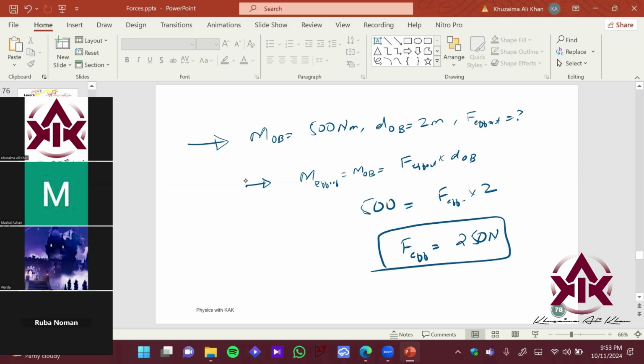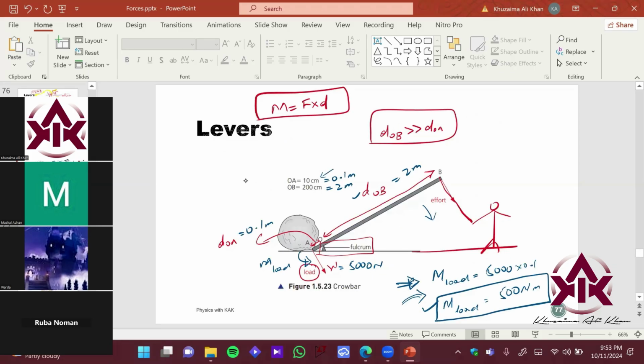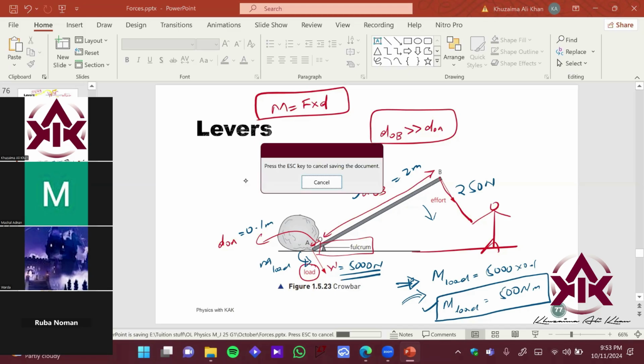So that's way smaller, right? Imagine you want to pick up 5,000 Newton weight and only apply a force of 250 Newton to pick it up. Does that make sense? That is the benefit of levers and moments. If it makes sense, give me a thumbs up.